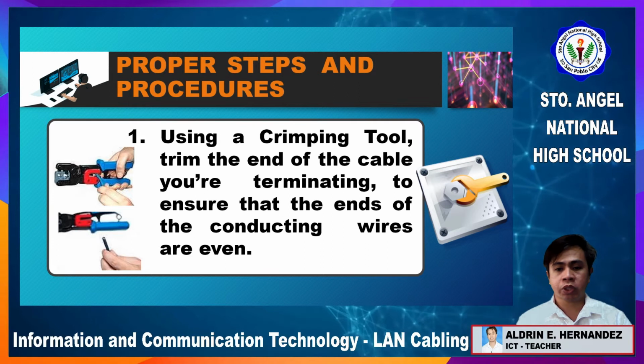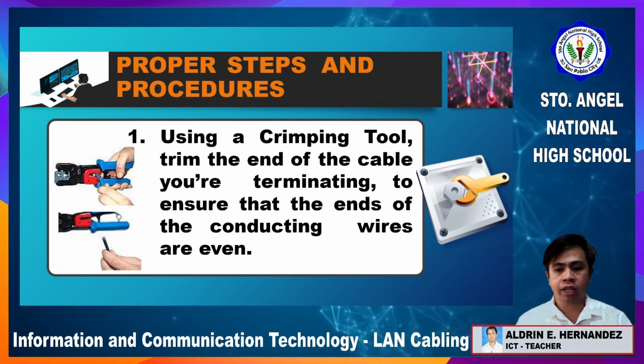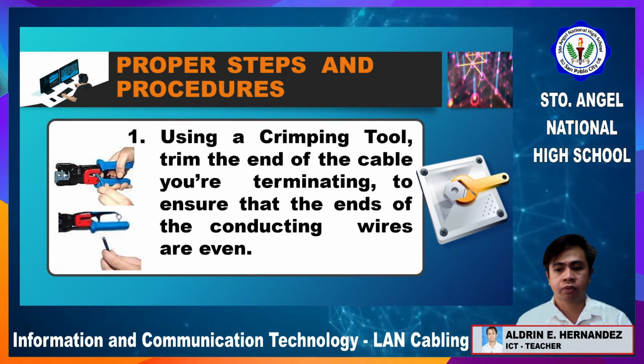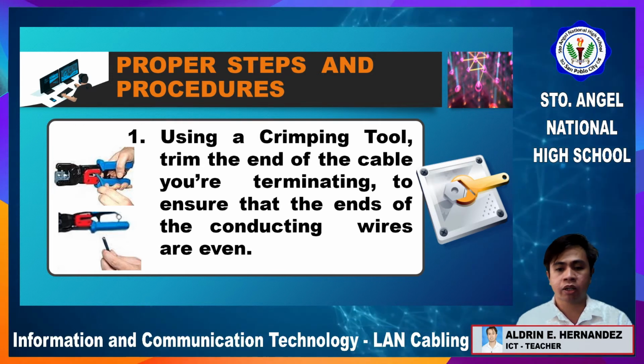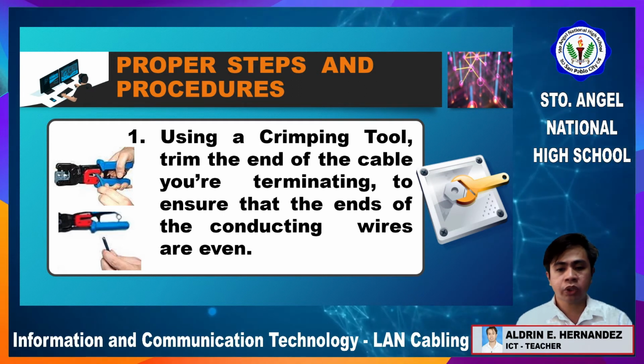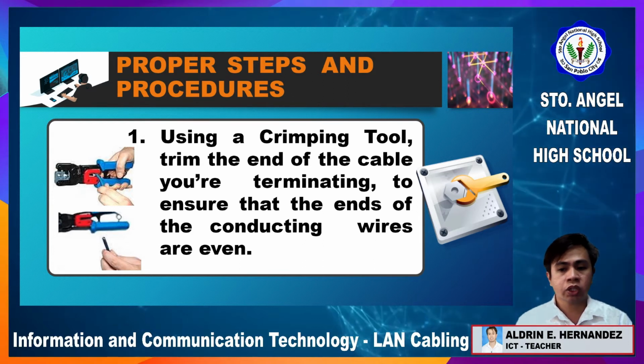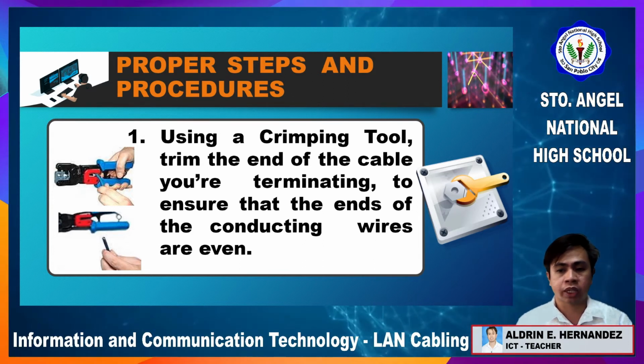Proper steps and procedure. Use a crimping tool. Trim the end of the cable you are trimming to ensure that the ends of the conducting wires are even. Make sure that you handle the tools firmly. Take note that the edge of the crimping tool is sharp.